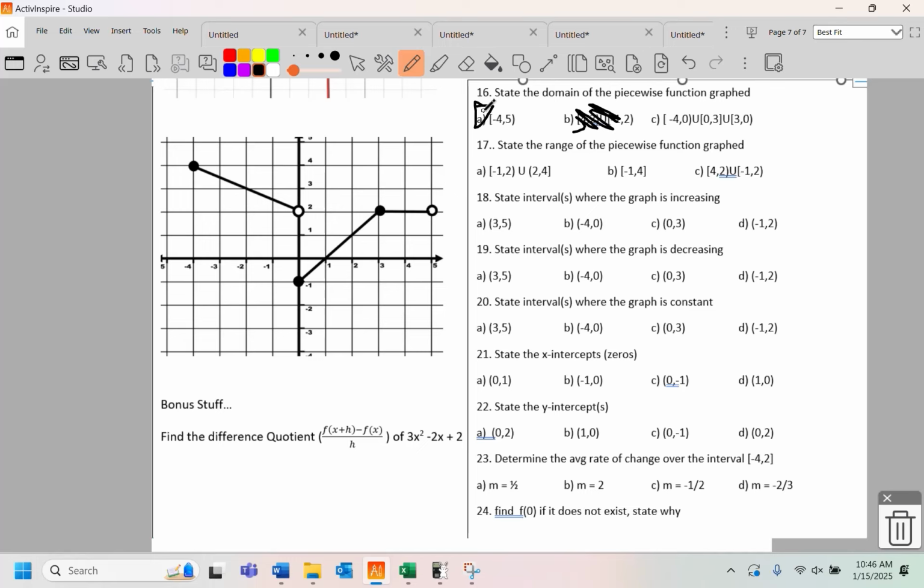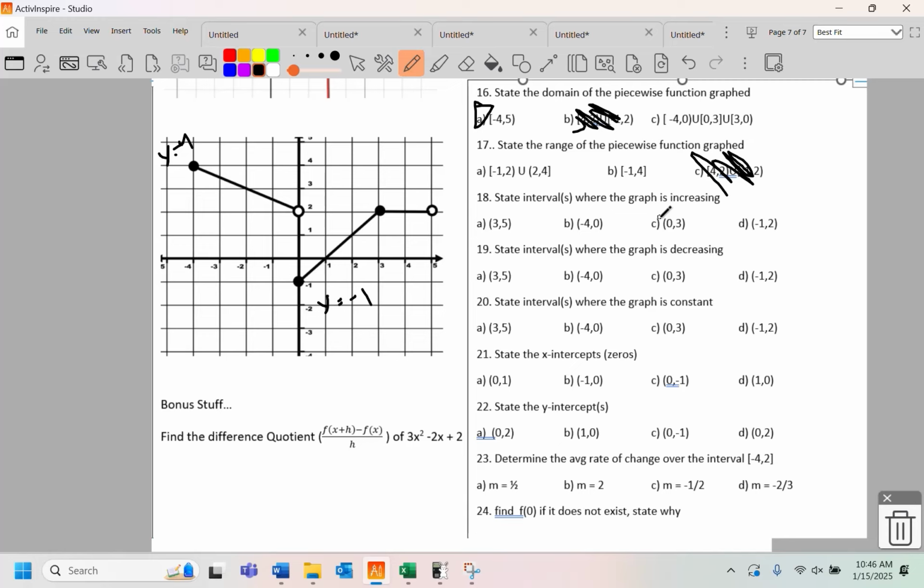State the range of the piecewise function, that's going to be your values of y. The low y value is -1, the high y value is 4, so it can't be choice C, right? It could be A or B, it's about decisions.